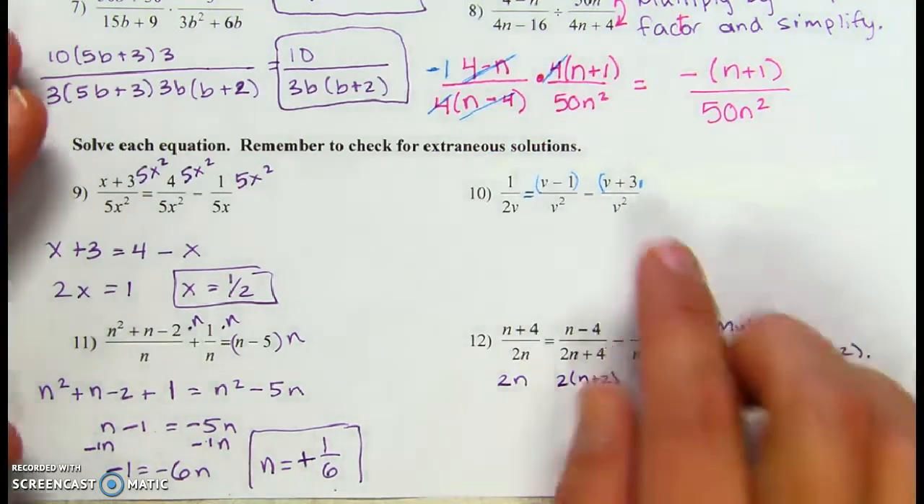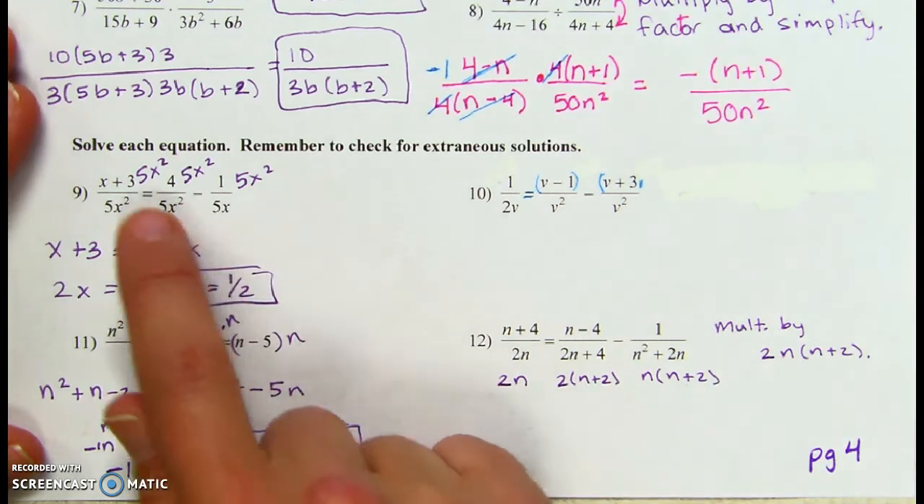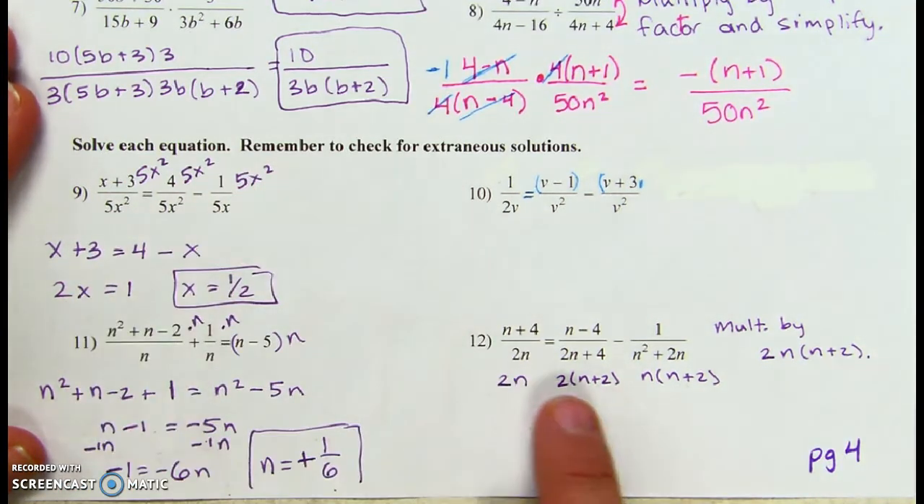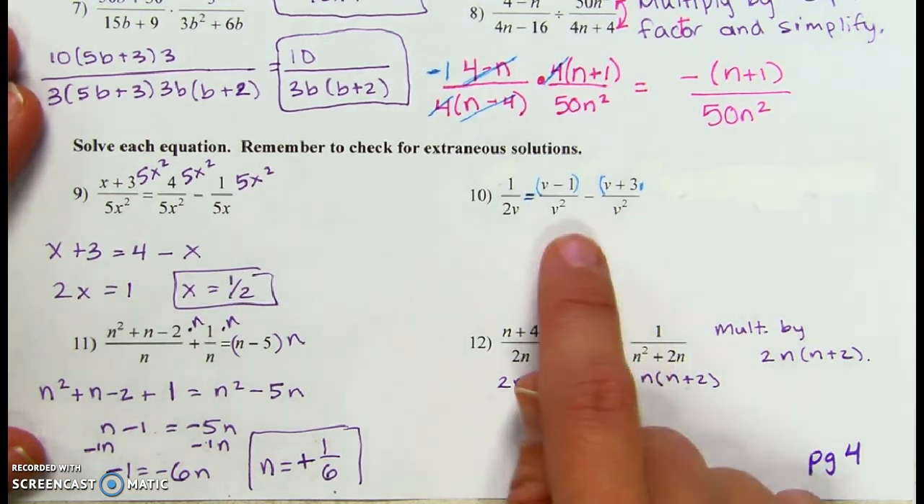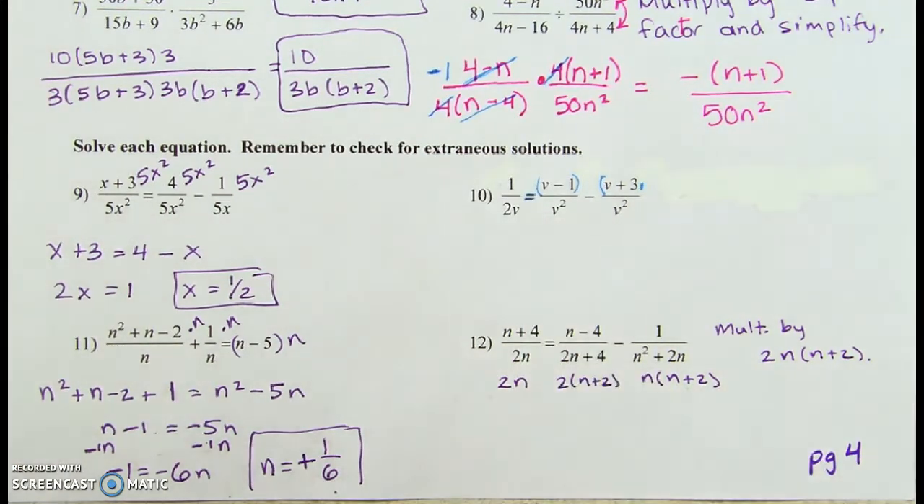Okay, we're going to look at number 10. And number 10 is a little bit different than these. These you multiply and cancel, which I'll do number 12 like that. But what do you notice about number 10 over here on the right? Do you notice a common denominator?